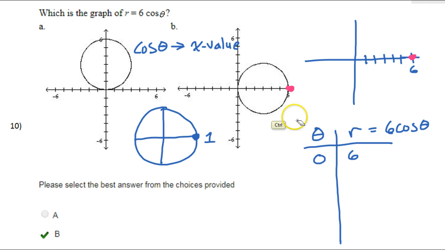Now, just for your general education, I'm going to plot more points. We've already answered the question, but just so you can get a better understanding, let's plot some more points and see how the picture develops. Okay, so we did 0.